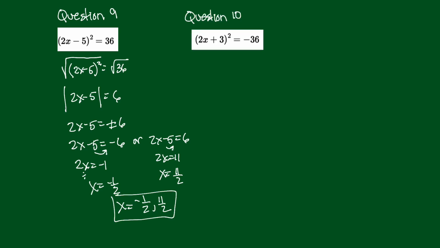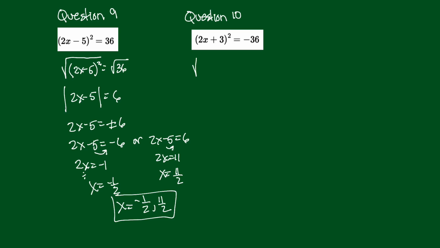Now in question 10, I noticed this right away. I've got something squared equaling a negative number. So I'm thinking I'm going to get i's out of this, right? This is going to be imaginary. Something squared equaling a negative number, got to be imaginary. So already these are separated. So I got something squared on the left equals some number.